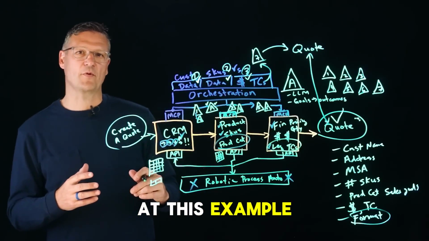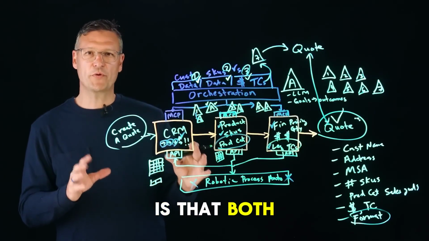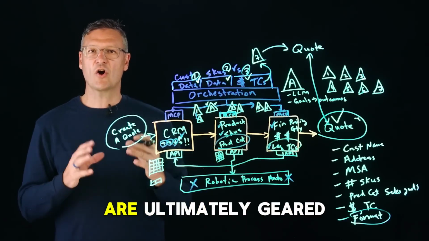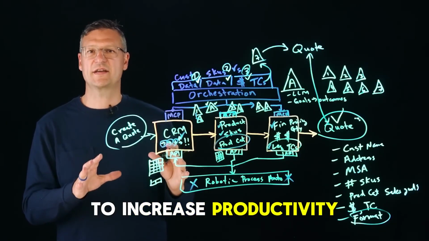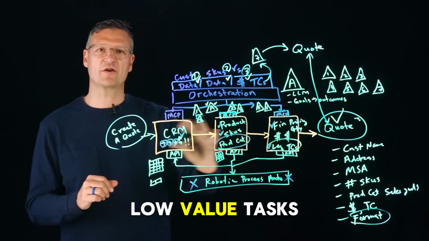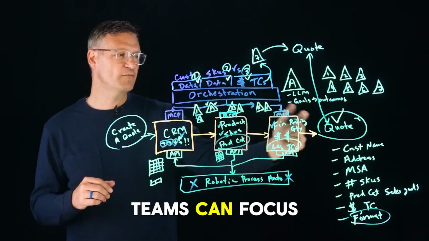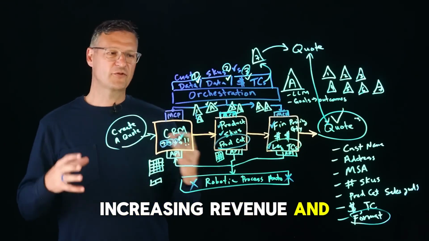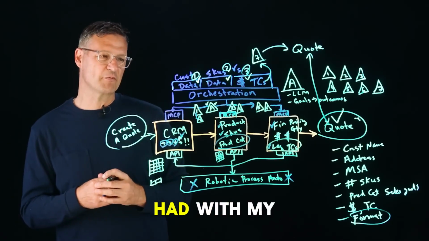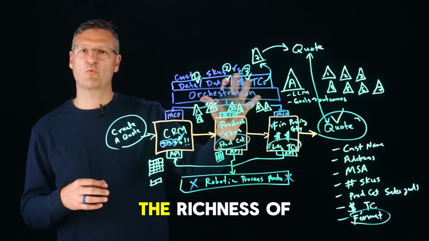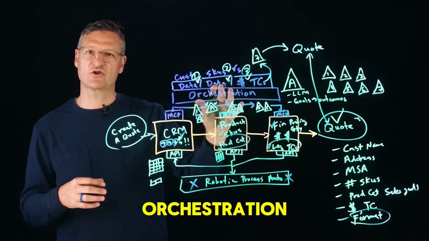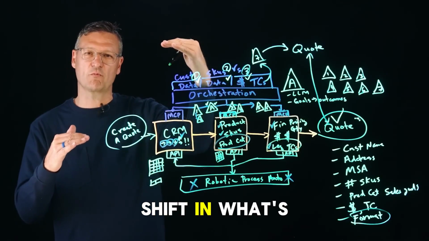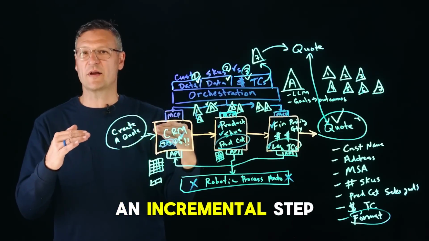So looking at this example, I think what we can see is that both approaches, the agentic orchestration and the robotic process automation, are ultimately geared to increase productivity by automating these low-value tasks so that our teams can focus on the more high-value goal of increasing revenue. And so, going back to the conversation that I had with my friend, when you really start looking at the richness of what can be done with agents and orchestration versus RPA, we really see this as a paradigm shift in what's possible as opposed to an incremental step forward.